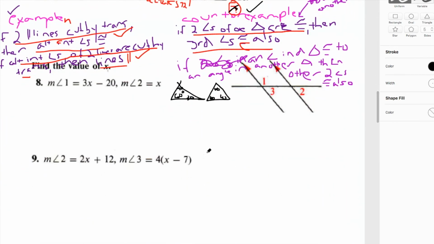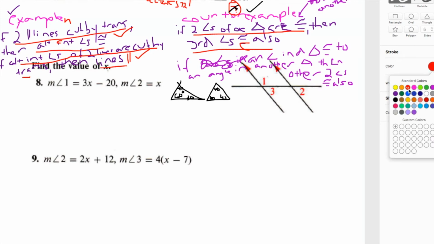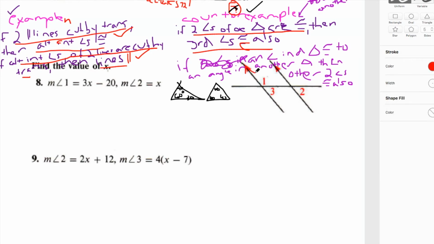Okay, jumping into more algebraic stuff. Find the value of x. Measure of angle 1 equals 3x minus 20, and we also have measure of angle 2 equals x. So here's where it's practicing notation. You know that m means measure of angle 1, and we're allowed to set up an equals sign there because it says measure of. And we have x as a variable, so you're probably going to have to do some algebraic solving on this one.